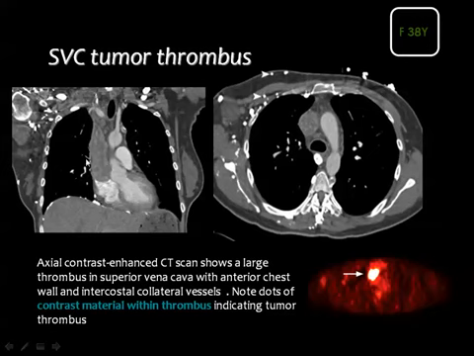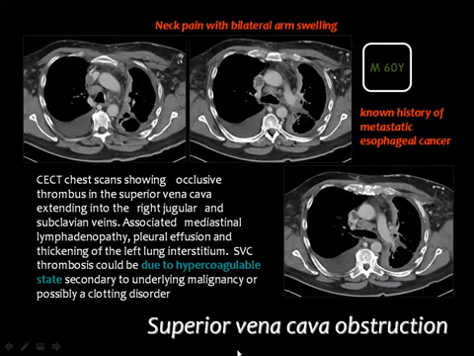This is the tumor thrombus. It expands the IVC and shows post-contrast enhancement. And this patient is known to have metastatic esophageal cancer. This is a case of regular thrombosis. This is not a malignant thrombus. You may see some metastatic lymph nodes in the mediastinum as well.